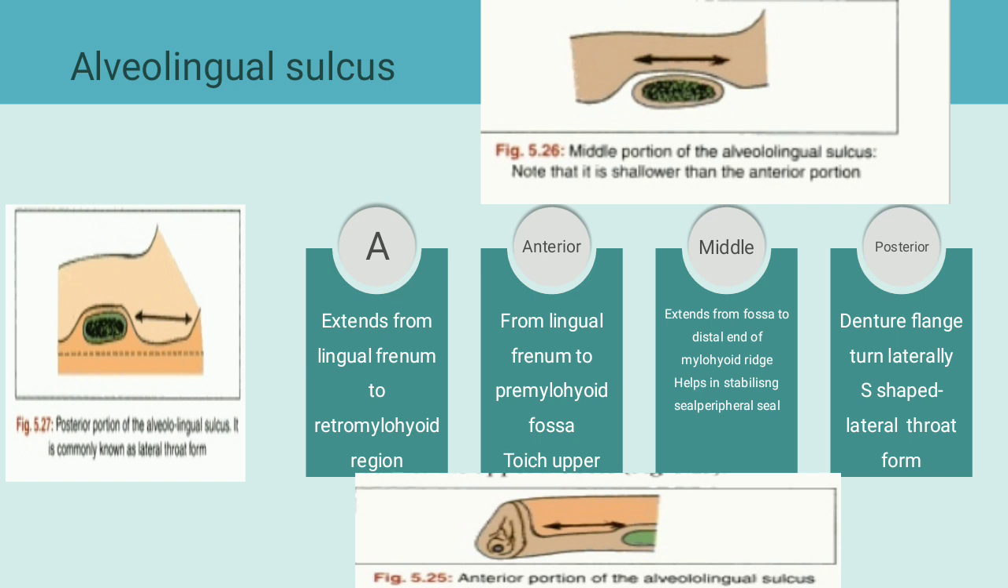The next one is the posterior part. Its denture flange can turn laterally. An S-shaped notch is present, and it is also a lateral throat form.